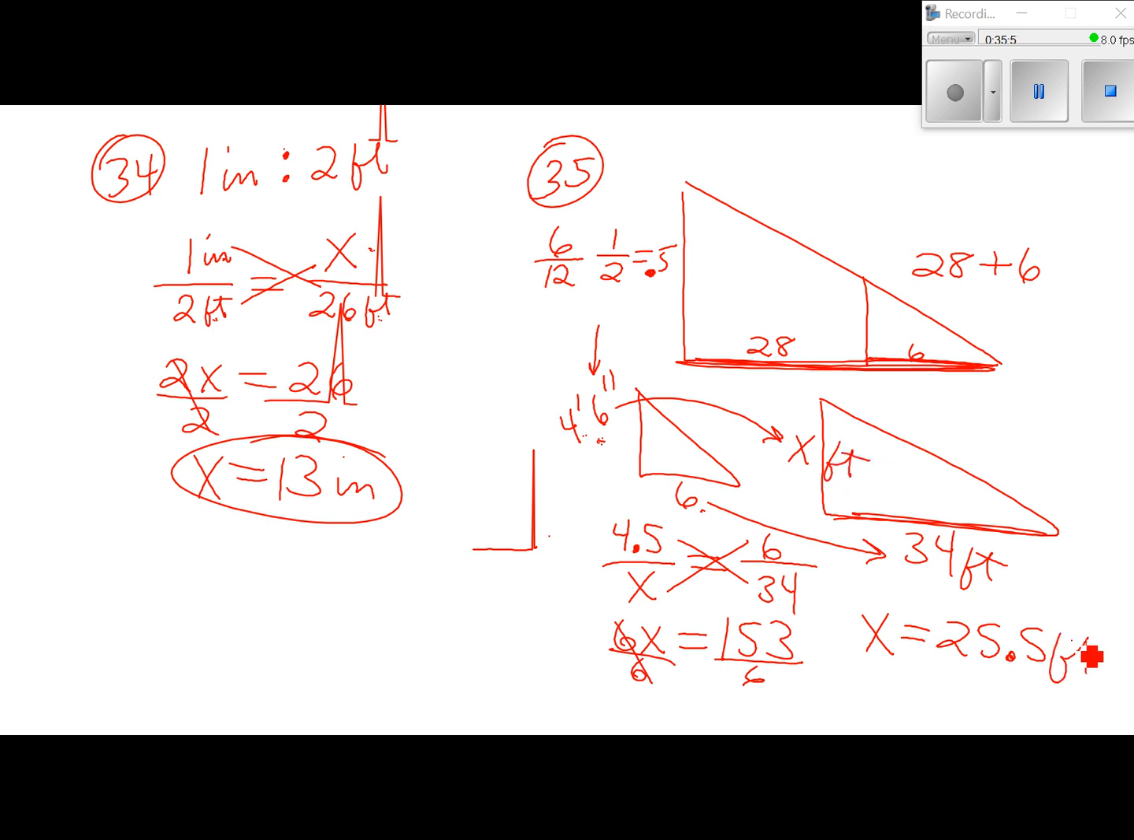So I would accept that answer. Maybe a better answer would be 25 feet. And since this is 0.5 right here, 25, half of a foot is 6 inches, so 25 feet, 6 inches. That might be the better answer for number 35. But I would accept this one or that one.